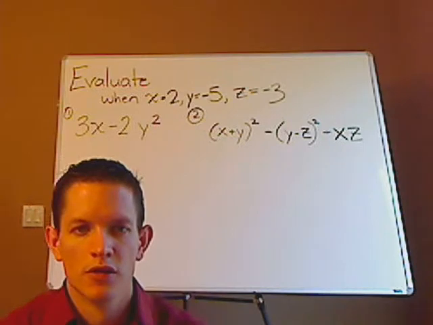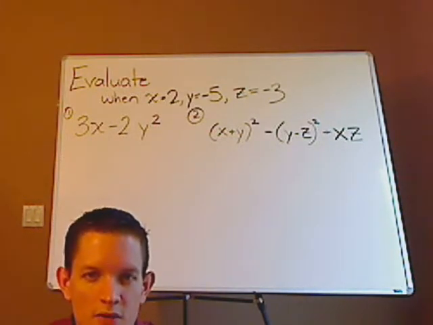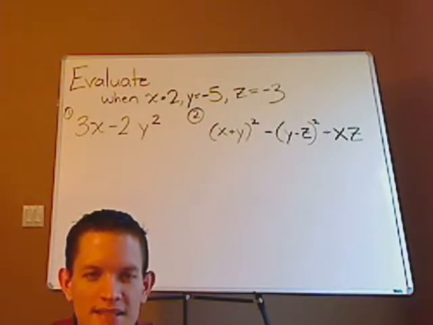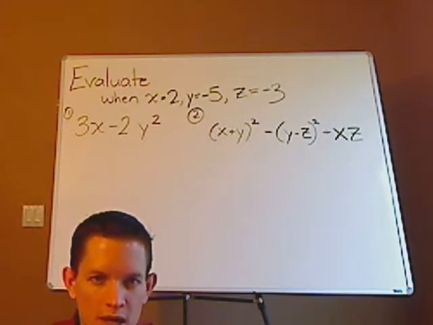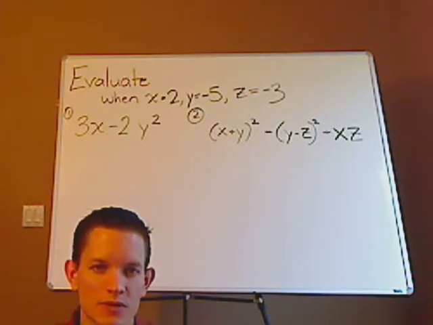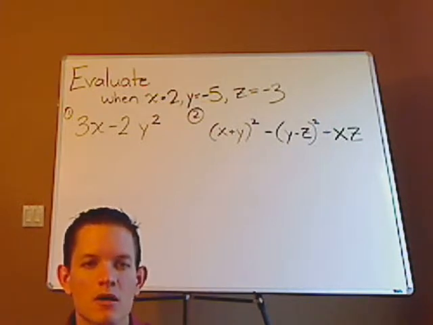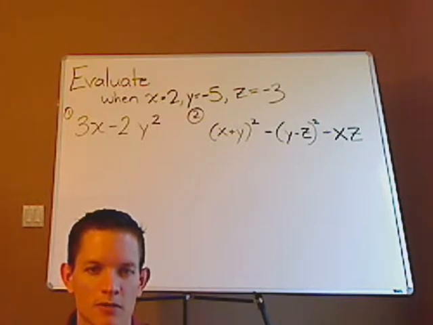We're going to be doing today is solve or evaluate two expressions. So the first one is 3x minus 2y squared, and the second one is (x plus y) squared minus (y minus z) squared minus xz, when x equals 2, y equals -5, and z equals -3. So if you would, pause the video and see if you can try to do these two problems on your own.